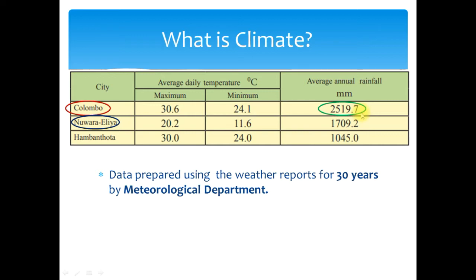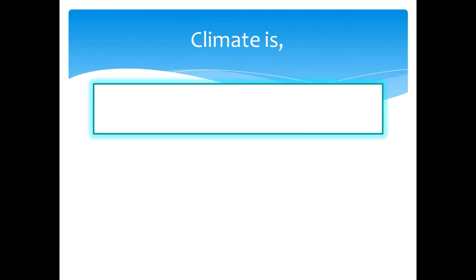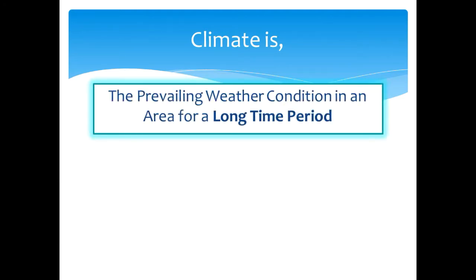Which city has the lowest rainfall? That is Hambantota. And the annual rainfall is 1045.0 millimeters. The climate of an area is decided after studying the weather condition of a certain area for a long period of time. So now we can define what climate is. Climate is the prevailing weather condition in an area for a long period.